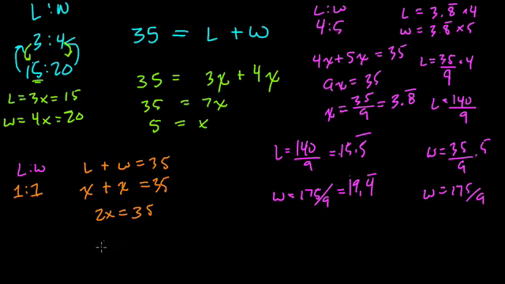And divided by 2, x equals what? Well, 17.5. So each side is about 17.5, and that was certainly a lot easier to deal with than the last one.